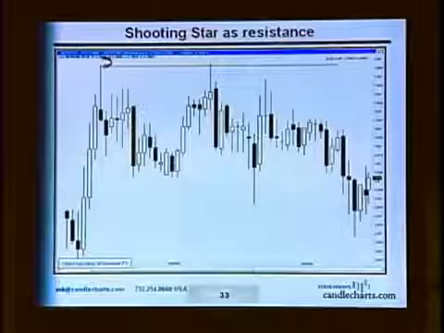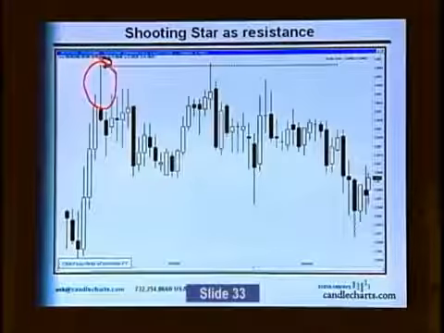So if there's a shooting star, and let's say it has an extremely long upper shadow, by the time it's formed, if you have a bad risk reward, you don't do the trade.